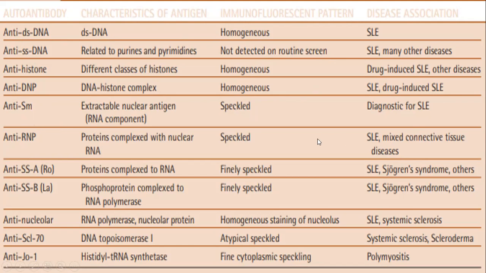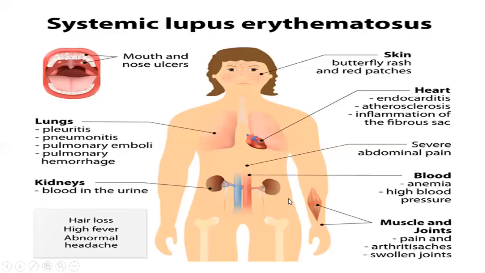A finely speckled pattern, or staining, is what you see in anti-SSA and anti-SSB. This is usually seen in SLE and Sjogren syndrome. And an atypical speckled pattern is what you see in anti-Scl-70, seen in systemic sclerosis and scleroderma, among other immunofluorescent patterns.